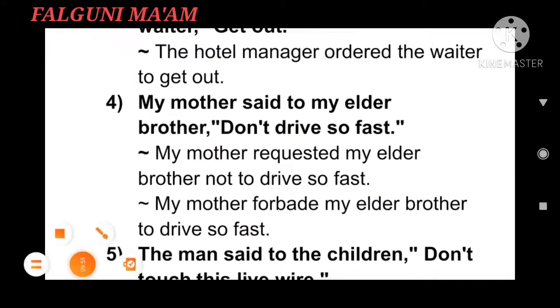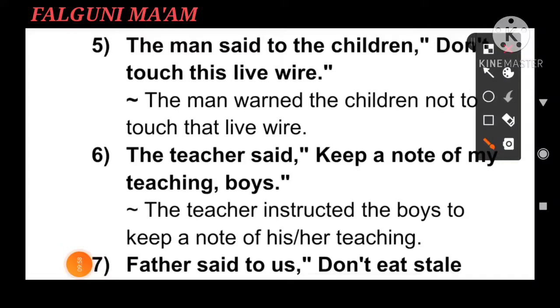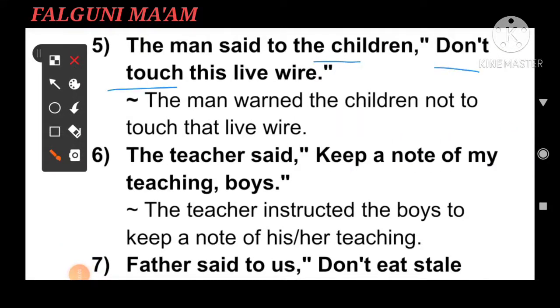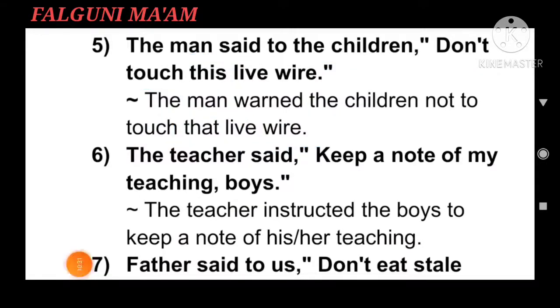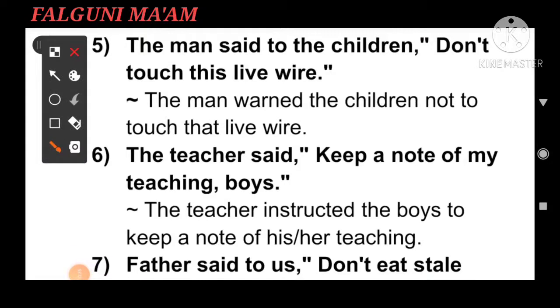Fifth one. The man said to the children, don't touch this live wire. The man warned. Here we can see that warning tone. If a negative sentence is there and you want to use only forbade, then you don't need to use warn. You can use only forbade. First we see with this warning. The man warned the children not to touch that live wire. Clear? Now we can use forbade instead of warn. So the sentence is like this. The man forbade the children to touch that live wire. Okay.